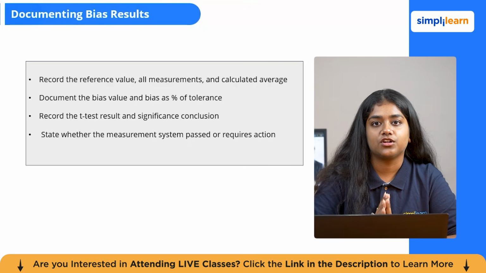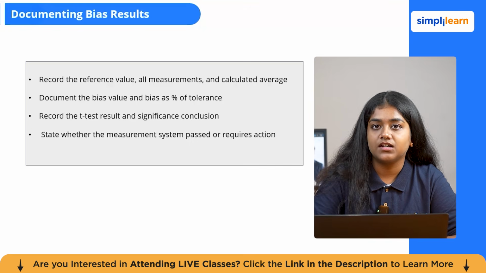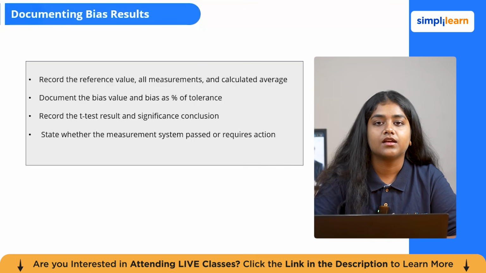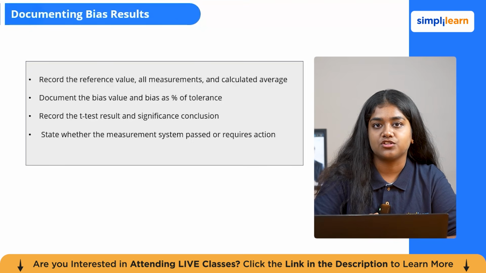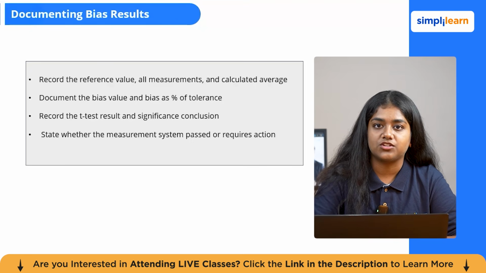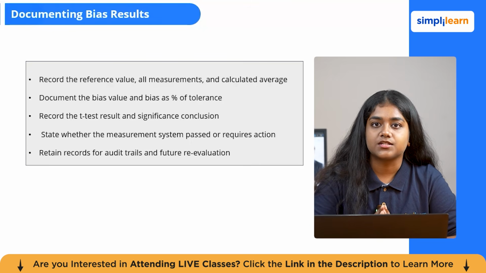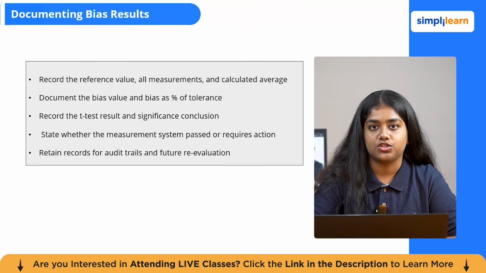State pass or action required. Clearly state whether the measurement system passed the bias study or needs correction. If action is required, identify the next steps such as calibration repair, method review, operator training, or replacement of the gauge. Retain the records. Keep all bias study records for audits, customer requirements, and future comparison.